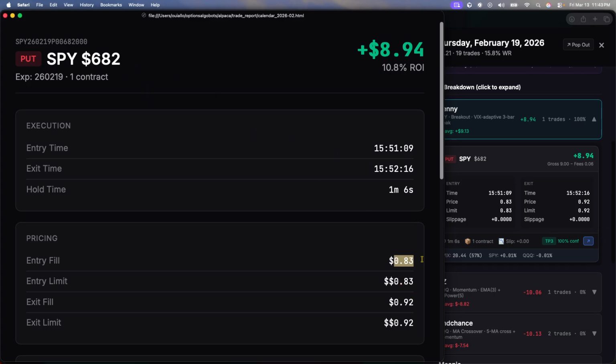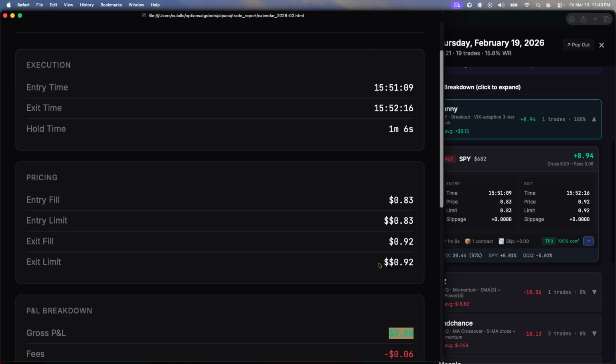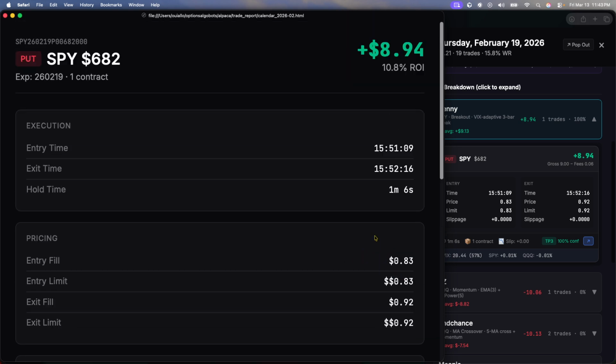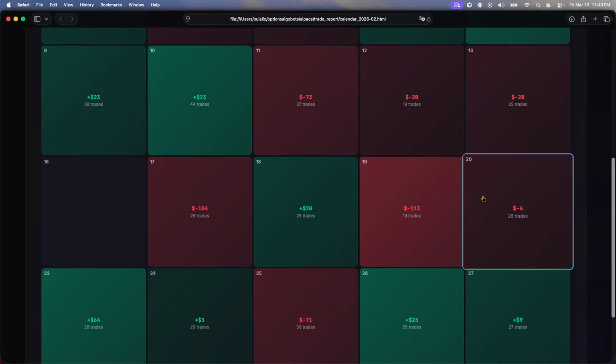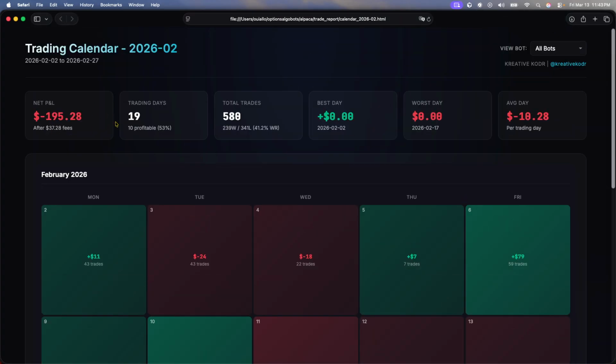It got in at 83. It got out at 92. We're able to make $9, right? And then after fees, we're able to make $8.94, about a 10% return. So even though overall we were down for the month after 580 trades, there are a couple of things that I learned from this.